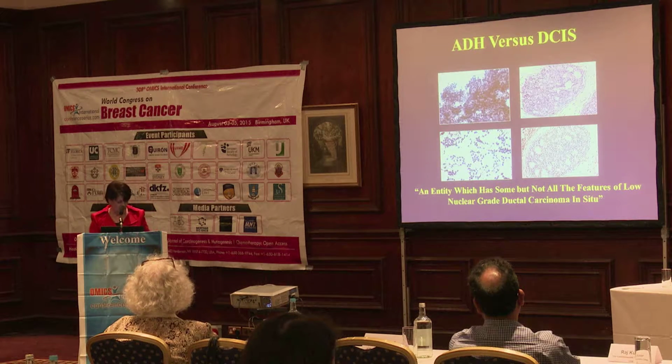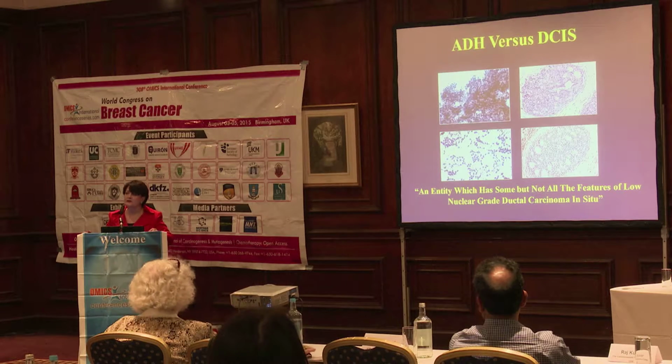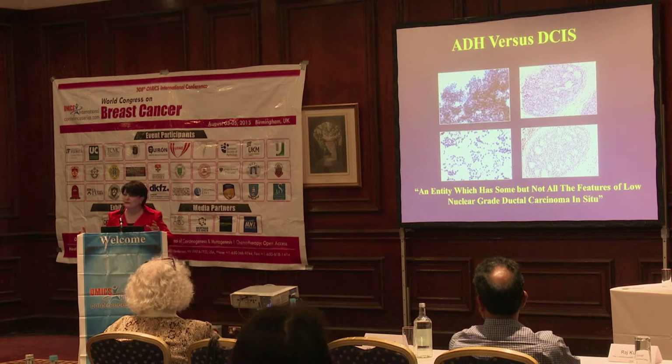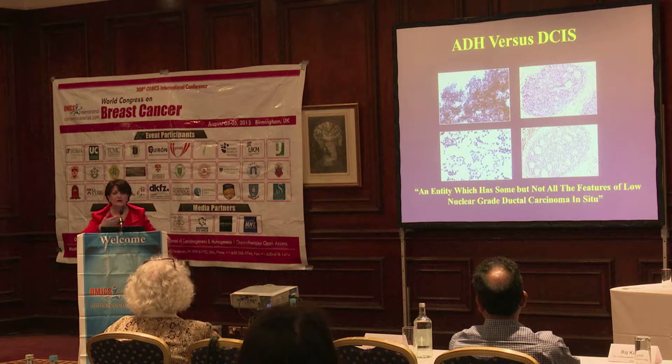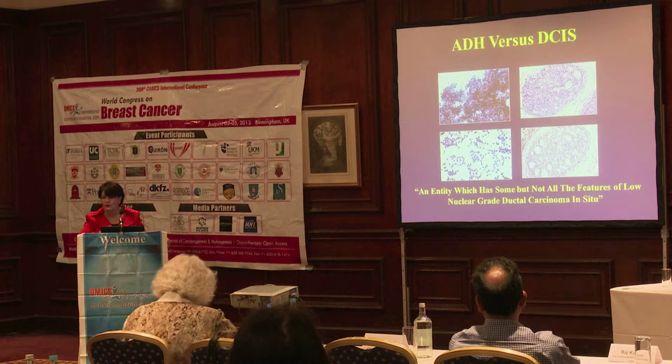Why do we as pathologists have such difficulty making that distinction? Is it because we don't really understand it? Is it because we don't pay attention? Is it because we just don't want to take responsibility for this diagnosis? The real answer is multiple factors, but the most important factor is ambiguity, confusion about even what atypical ductal hyperplasia is.